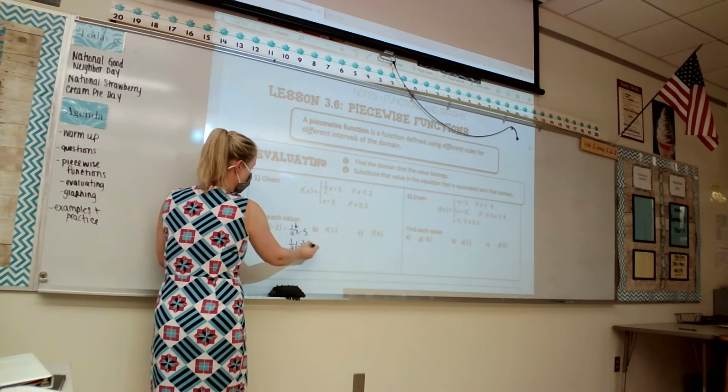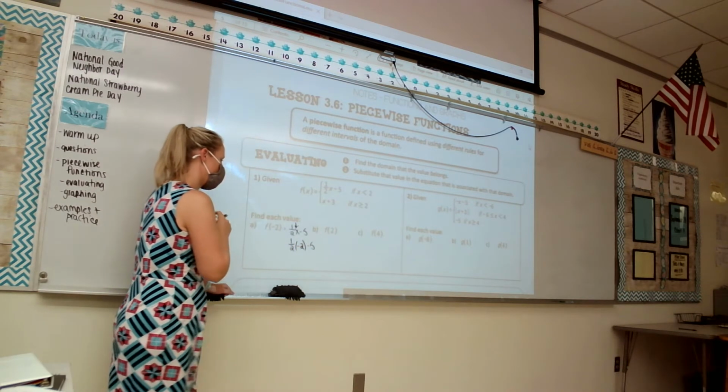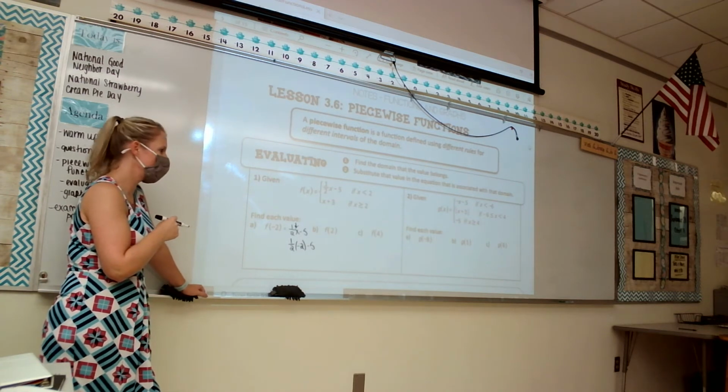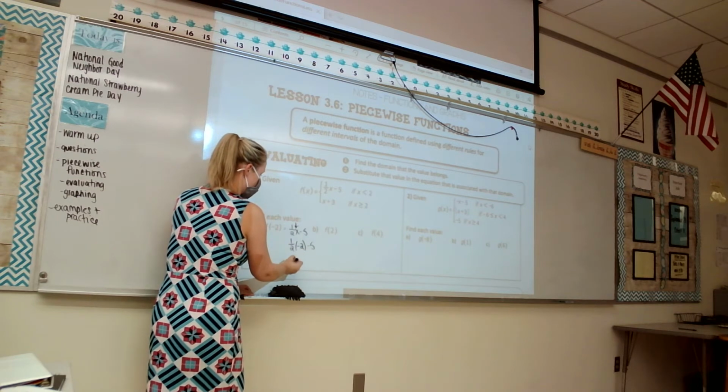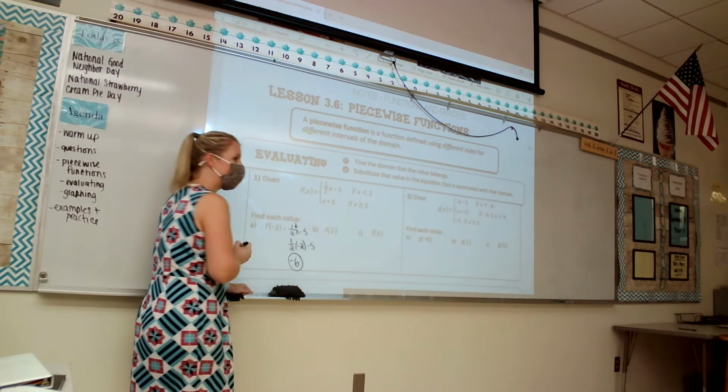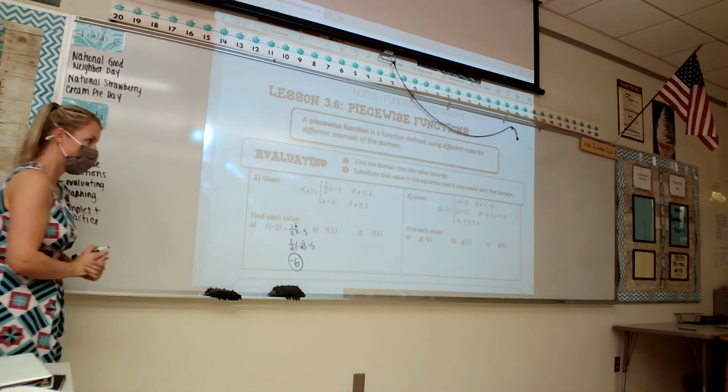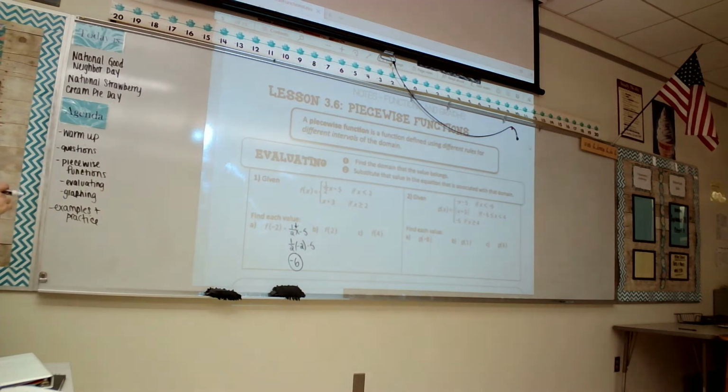So first is what function do I use? Now it's actually plugging into it, and now it's just evaluating. That should be pretty quick. Half of negative 2 is negative 1, minus 5 is negative 6. So that would be your final answer. So first, which one do I choose? Check your domain. Then once you have that, you're just going to plug it in.